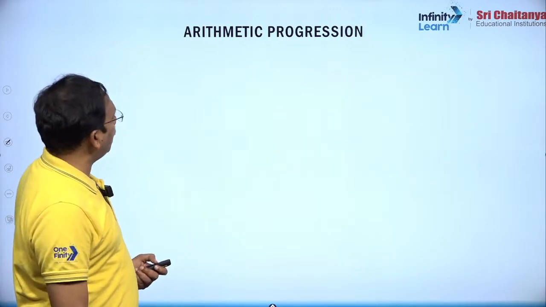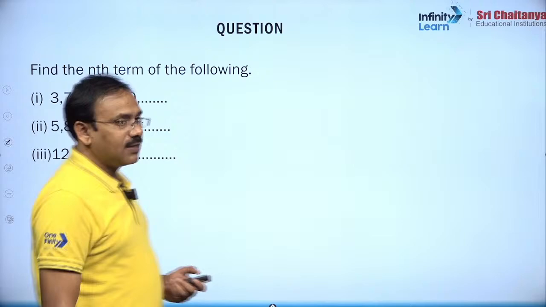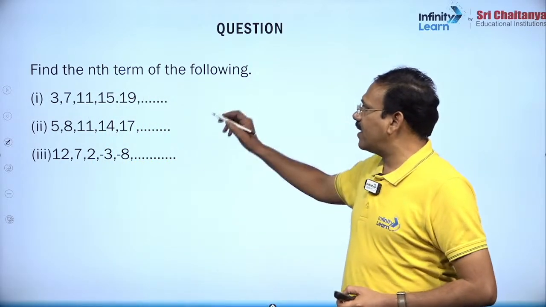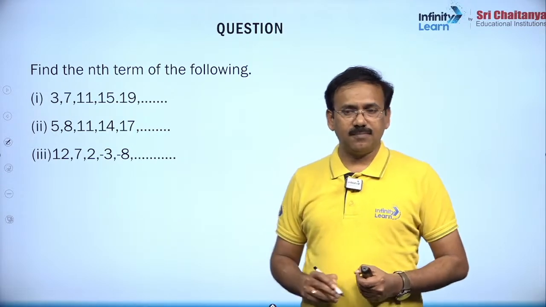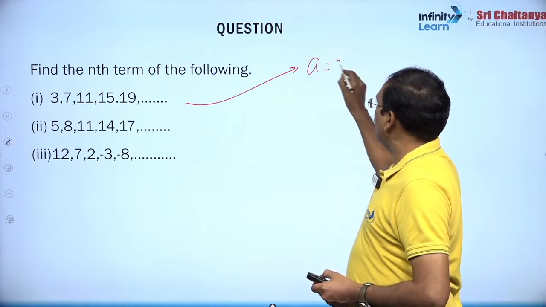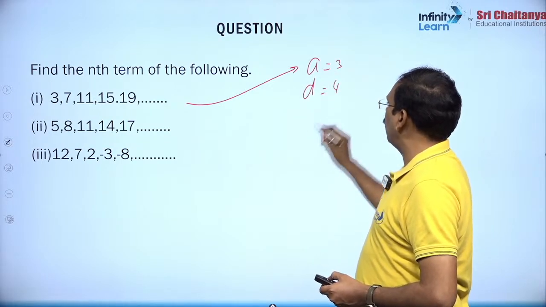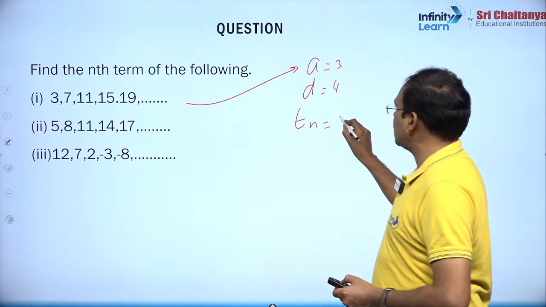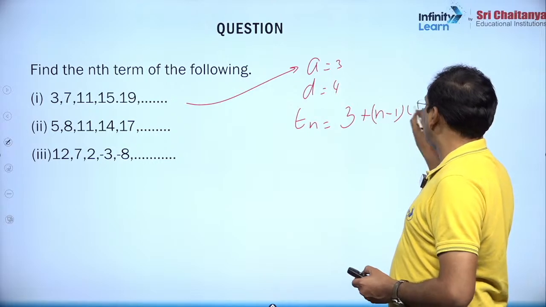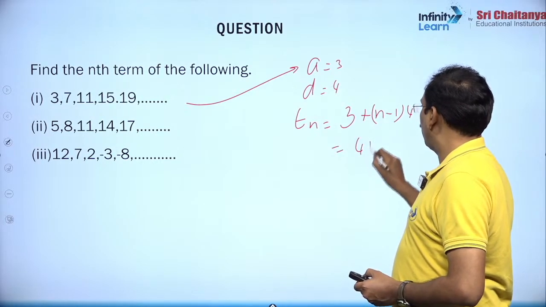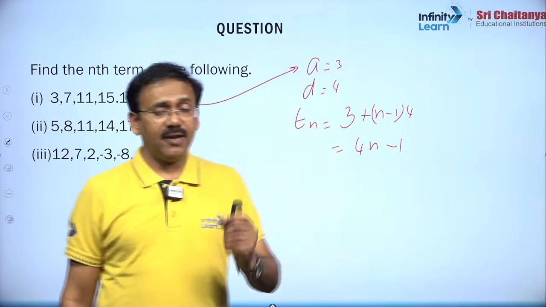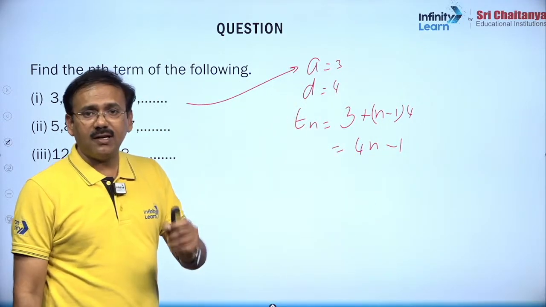For example, my dear friends, come to this point. Here I am going to give you an important technique. Listen to me. I have given an AP; find the nth term. First pattern: A is 3, common difference D is 4, so for the nth term we write A plus n minus 1 into D. So you are going to get 4n, and 3 minus 4 is minus 1. Here, my dear friends, I will give you one simple technique.